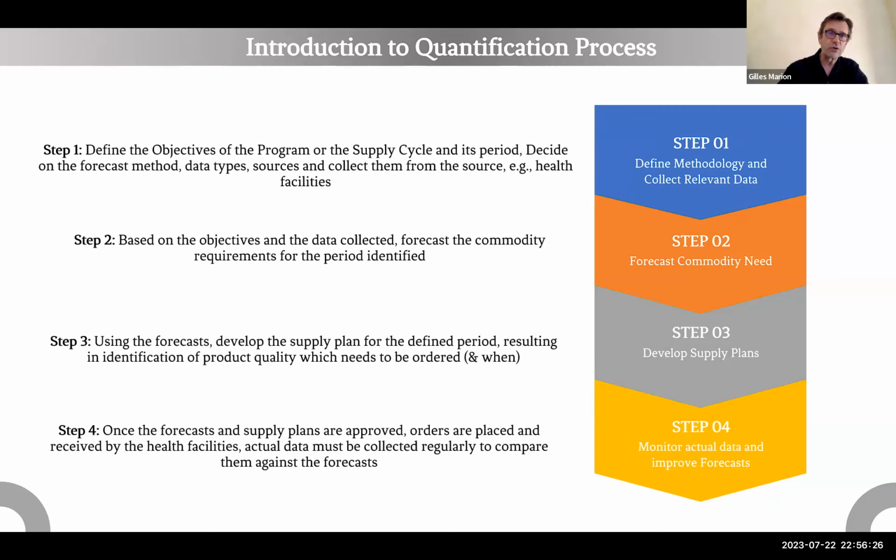And when you engage in the quantification process, you can see here we've shown the four steps of the overall quantification process. And we are going to focus today on step two, which is the forecasting. But before we can move to forecasting, there is a lot of information that needs to be gathered. Indeed, there is the methodology which is going to be used for the quantification, which kind of forecast method we'll use, which kind of data we will have access to, which actor is going to be involved in the quantification process. Where are the various elements of forecasting going to happen?